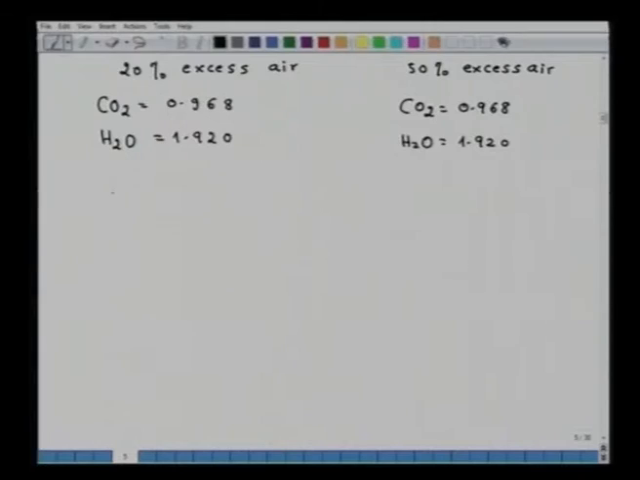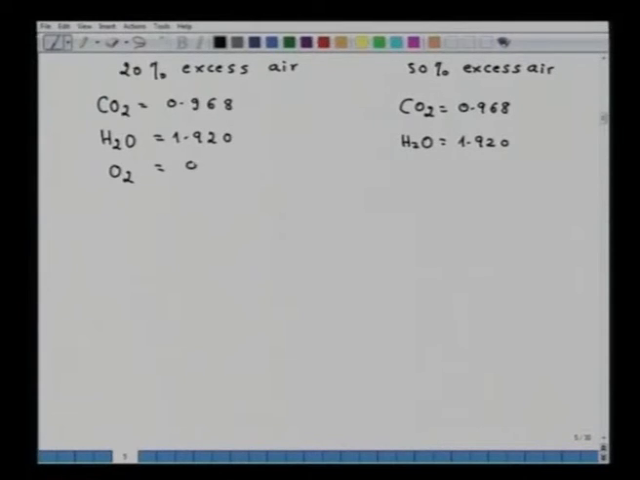Now, since I have 20% excess air, the products of combustion will have oxygen, here 0.4, and then nitrogen will be 9.056, and for the 50% case nitrogen will be 11.31. So, oxygen is 1 mole of O2. Now, again I have to calculate the heat of combustion. Heat of combustion is not going to change, it will remain as it was in the previous case.